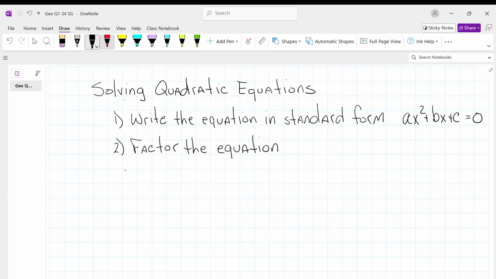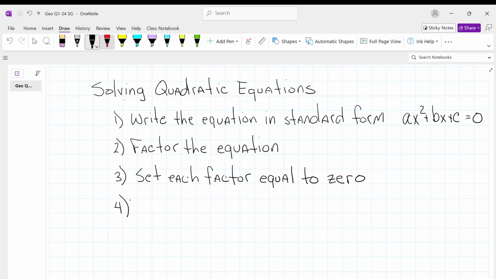After you factor the equation, the third step is to set each factor equal to 0. And then finally, the last step would be to solve each factor.